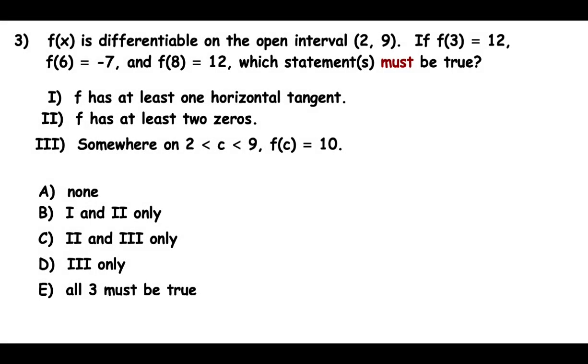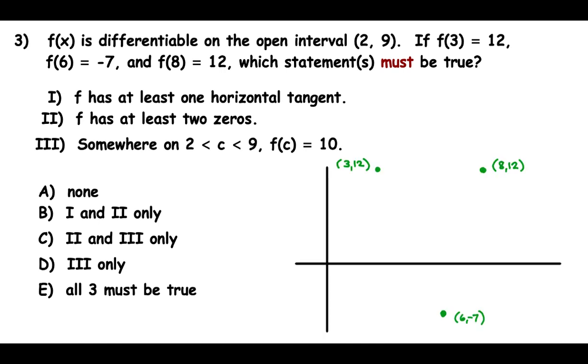All right, number 3, also multiple choice. It says that f of x is differentiable on the open interval 2 to 9. So not only is it continuous, but also no corners, cusps, or vertical tangents. It's a nice, smooth, well-behaved curve. It says f of 3 is 12. It also goes through the points (6, -7) and (8, 12). Which statement or statements must be true? Again, I'm going to go ahead and doodle, so that'll just take a moment here.